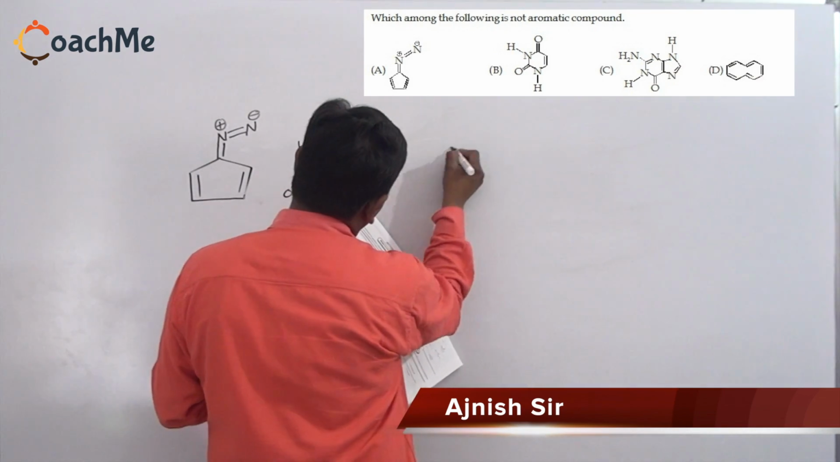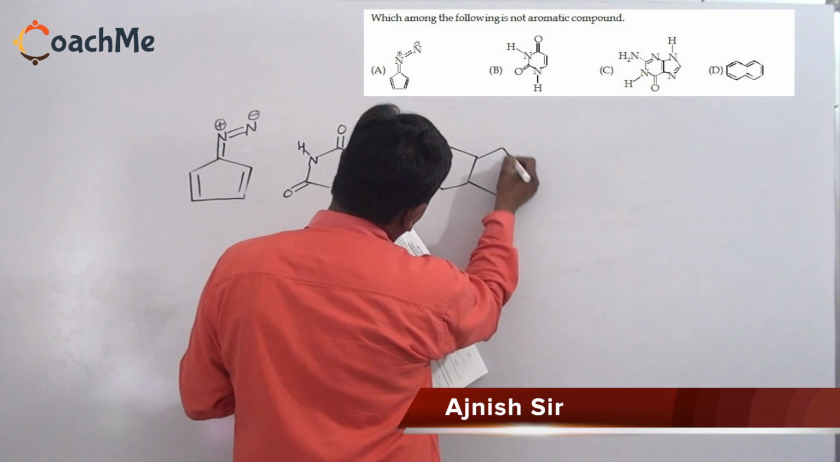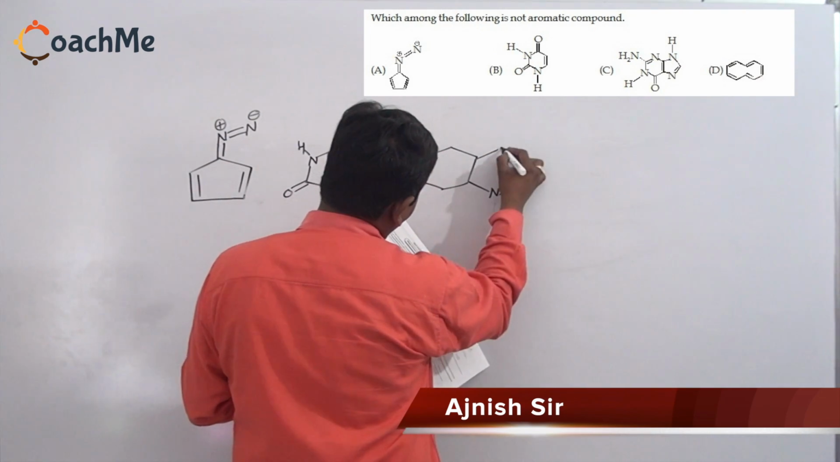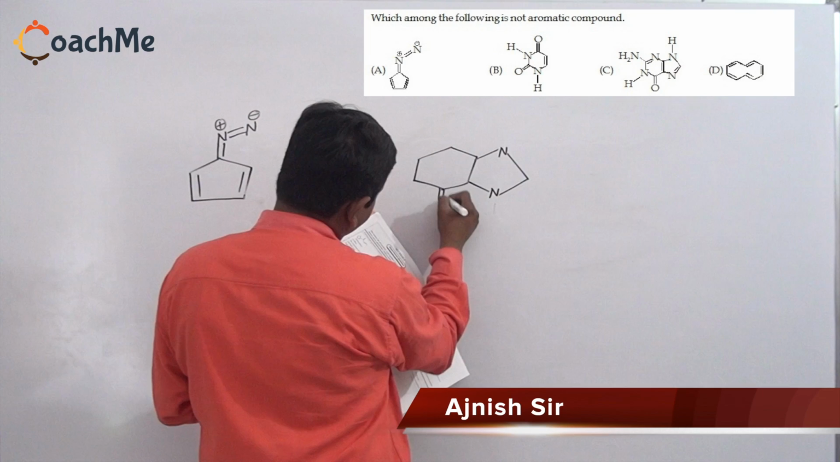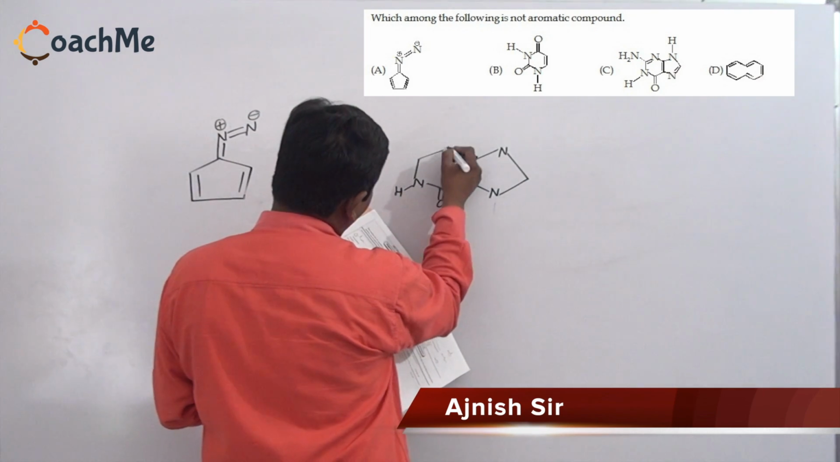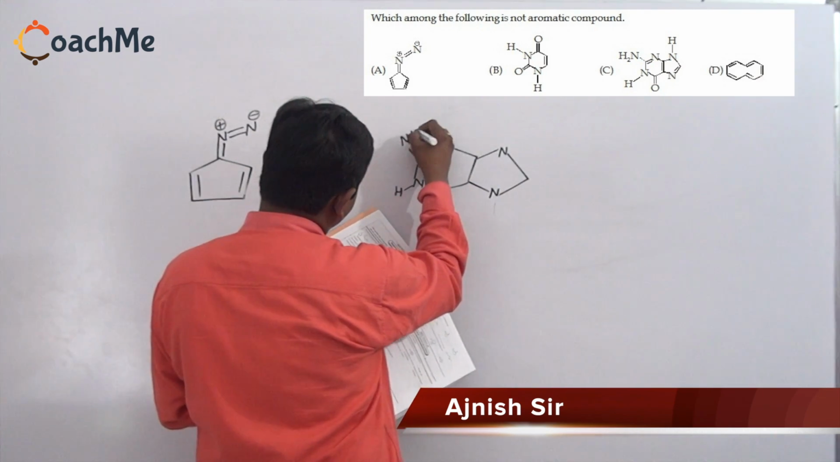In option C, a 6-membered ring along with a 5-membered ring is mentioned. Here nitrogen is present. Here again nitrogen is present. Here C double bond O. Here again NH is given, and here also N is given. Here a double bond NH2.